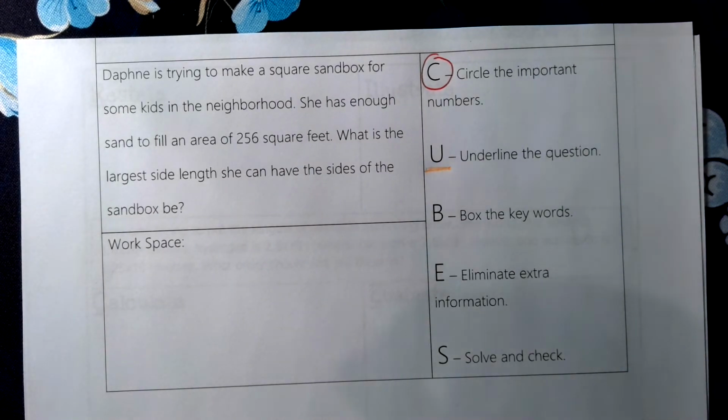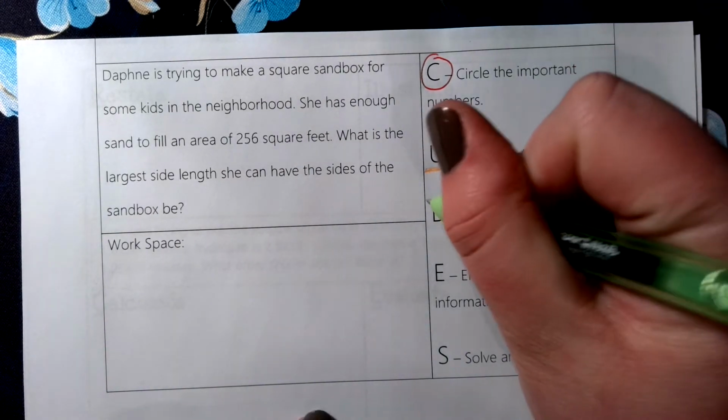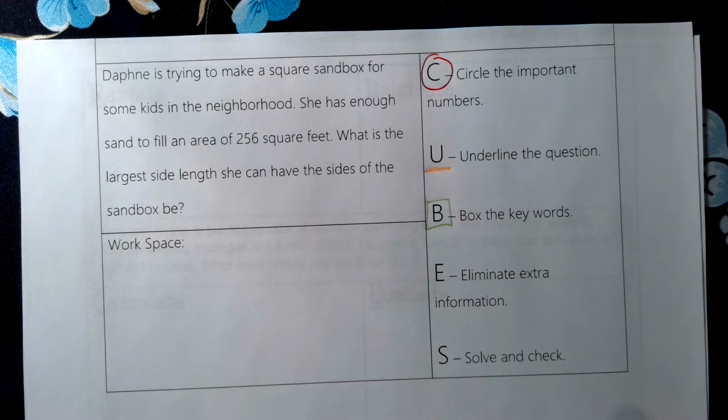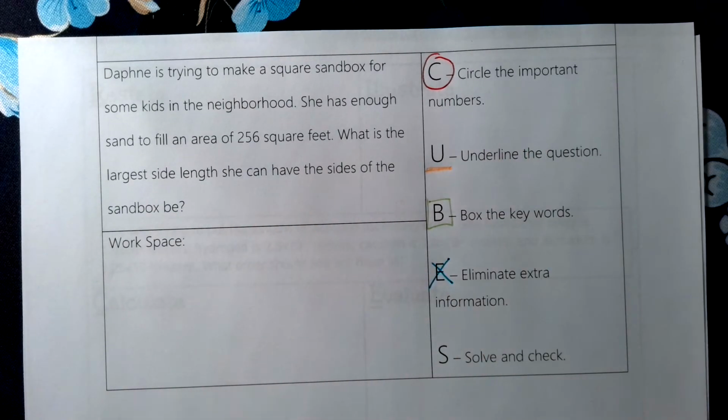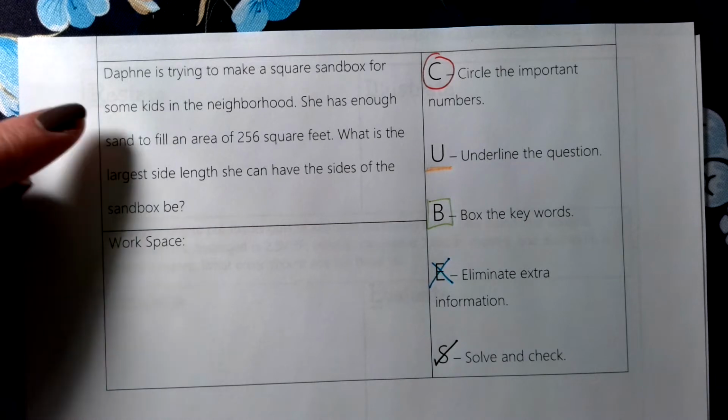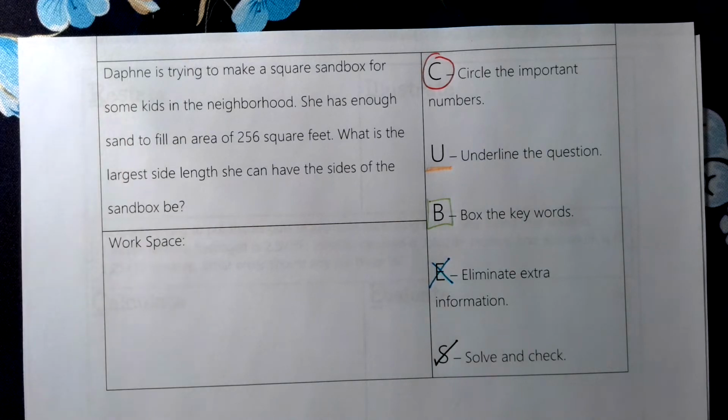B, we are going to box the keywords. E, we're going to eliminate any extra information. So if there's anything in there that they're trying to confuse us with or trick us with, we're going to cross that bit out. And the last thing we're going to solve, and the most important, is check. Always want to check our work whenever we can. So let's come up here and take a look at our problem.